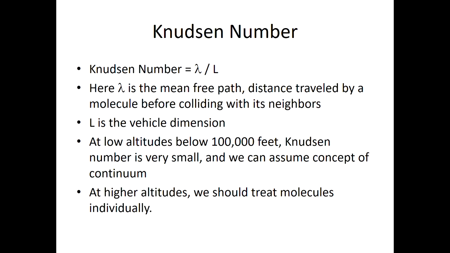If the Knudsen number is small, the molecules are close to each other, then we can start talking about average properties such as velocity, density, pressure, temperature, and so forth. We are going to discuss these in this lecture. Let's think of velocity first.